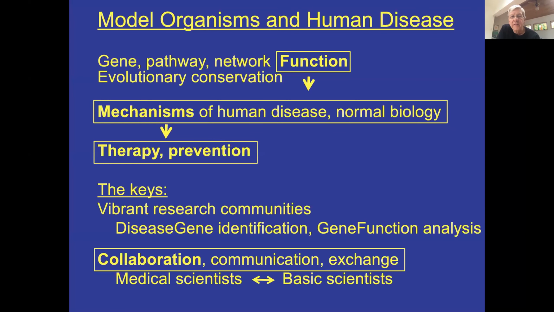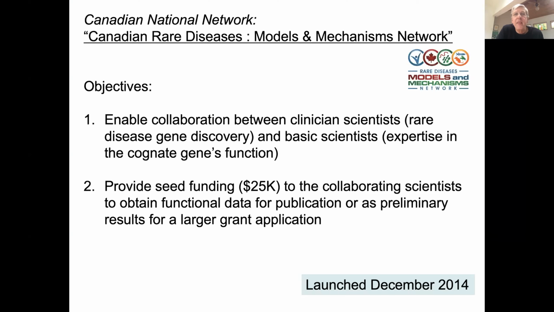And so there's obviously a very active and vibrant research community that is involved in identifying genes, but you also require functional analysis. And of course, this is going to require increased collaboration, communication, and exchange between medical scientists discovering genes and basic scientists who are involved in studying the function of genes. And that was the rationale for creating the Canadian National Network called RDMM.